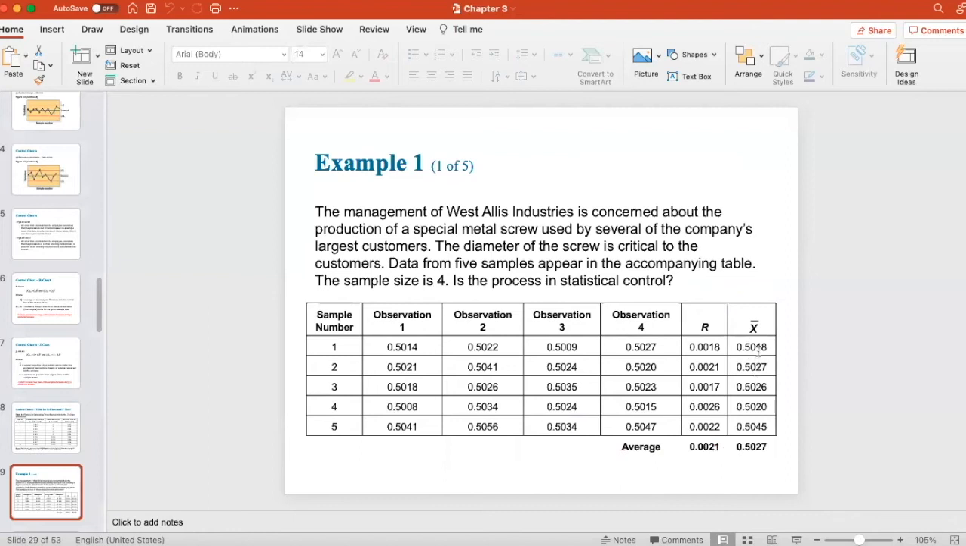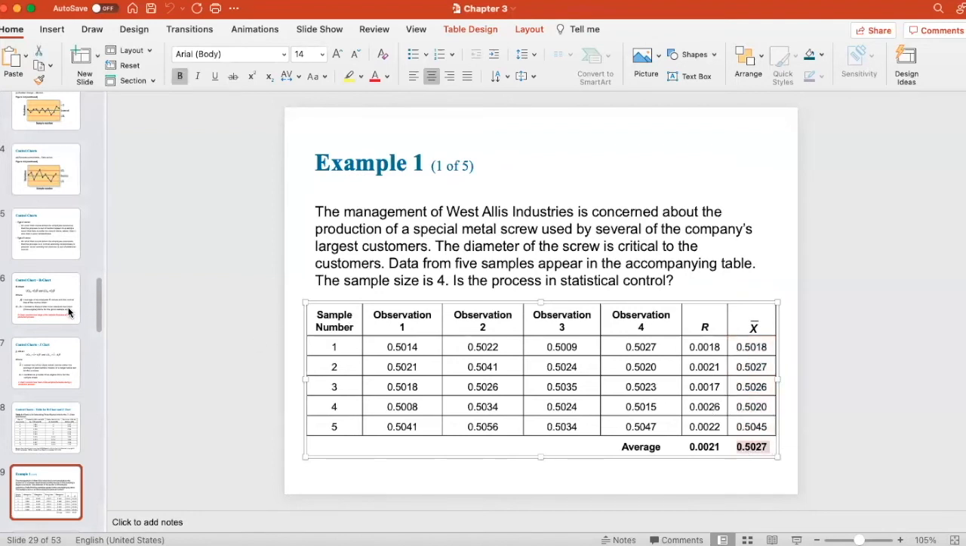Okay, follow what I just did. You can get the sample mean for every single sample, right? Then what is the average of the sample mean? Basically, you add them all up and divide by how many? 5, because you have 5 samples. You are getting the X double bar, which is showing right here, which is 0.5027.